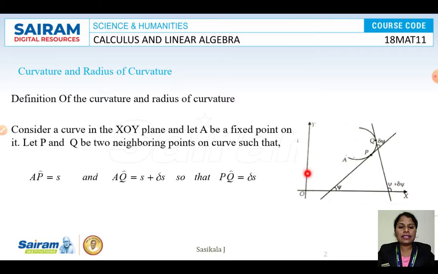Let A be a fixed point on it. So this is your curve in the plane of x, o, y that we have assumed, and A is a fixed point on it. Let P and Q be two neighboring points on the curve such that the arc AP is S and the arc AQ is equal to S plus delta S. Then PQ is nothing but delta S, isn't it?